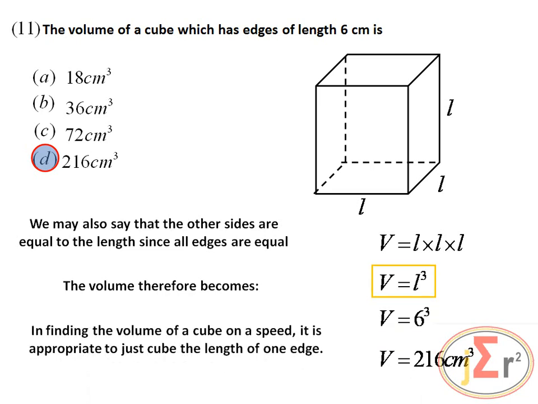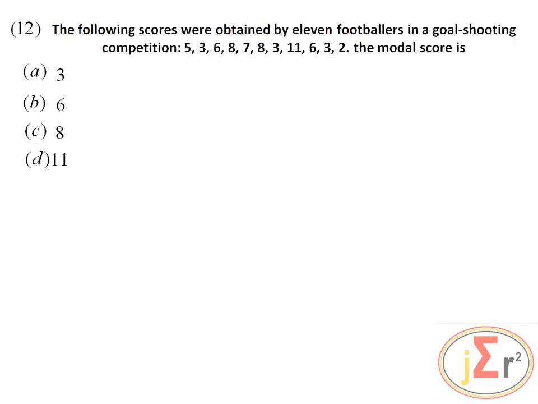In finding the volume of a cube at speed, it is appropriate to just cube the length of one edge. If they say, what is the volume of a cube with length of edge equal to 6, we just say 6 cubed, or 4 cubed. And that is all there is to it.